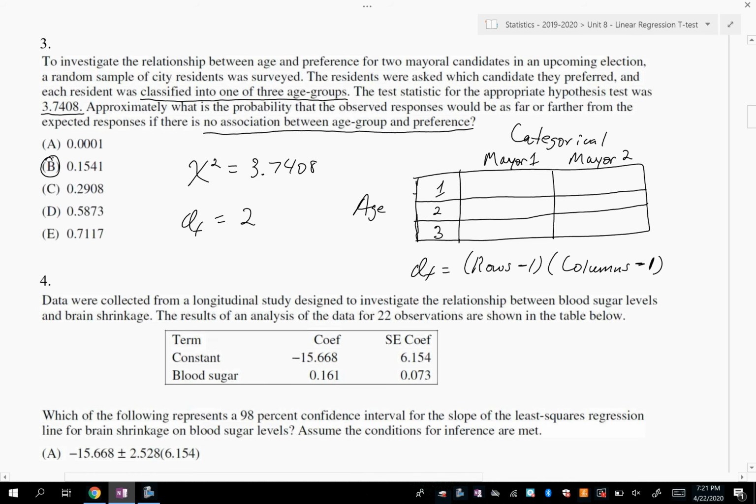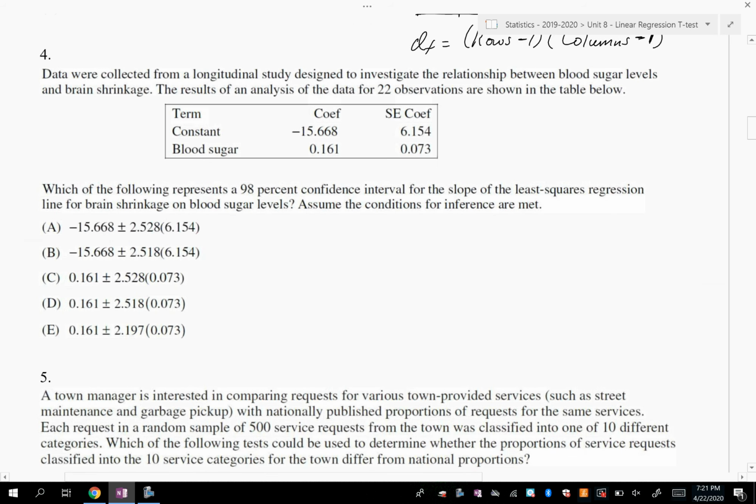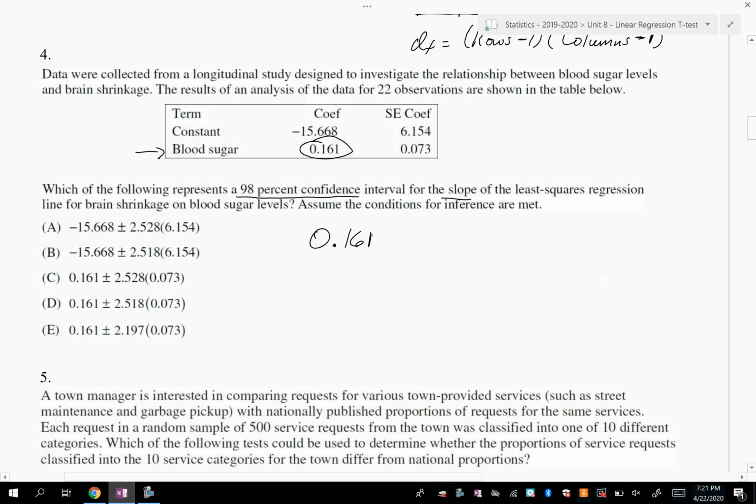All right, let's go to number 4. Number 4 is asking for another confidence interval. This time, though, it's 98% confidence for the slope. So again, the first thing I see in my computer output is we have a constant. Don't care about that. Care about the one that doesn't say constant or intercept, which is blood sugar. So here's my slope. 0.161 is going to start our confidence interval. So immediately I can cross out A and B. They are not using the correct slope.